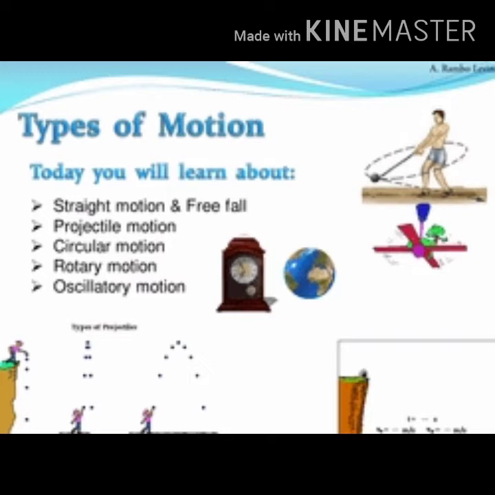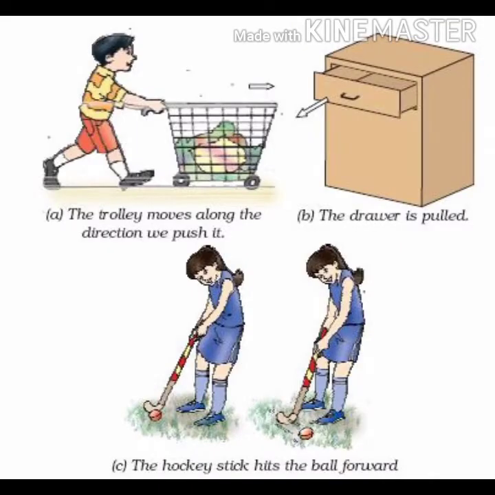And one more type is circular motion. In circular motion, the object moves in a circular path. Another one is non-uniform motion. In non-uniform motion, there is no particular direction. There is no particular path for the movement of the object. So that much we have studied in the earlier classes.